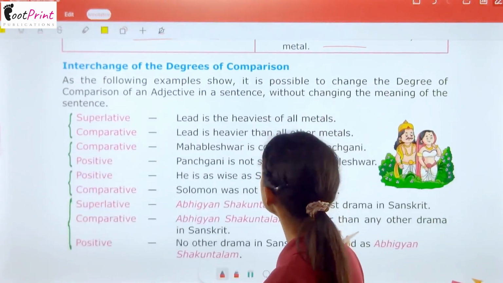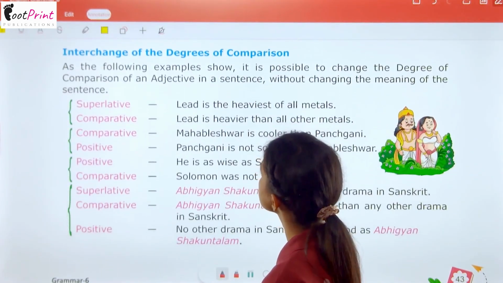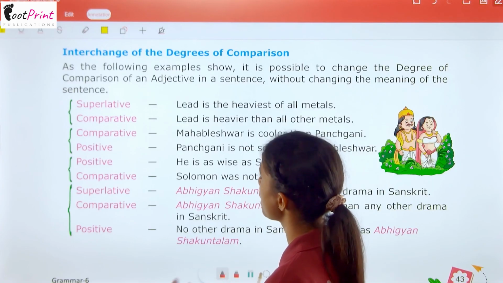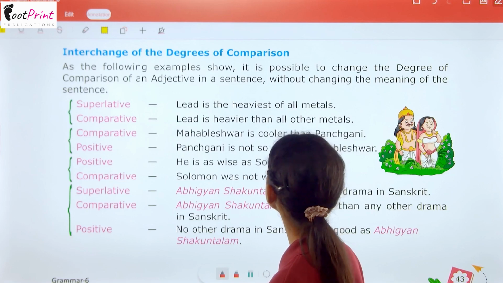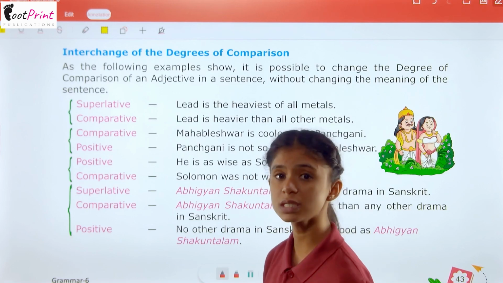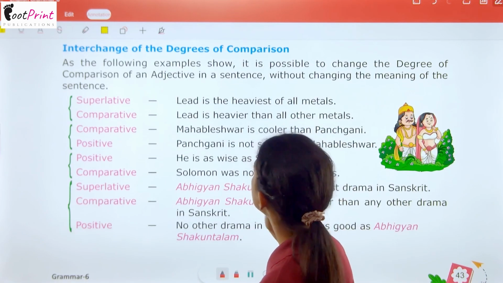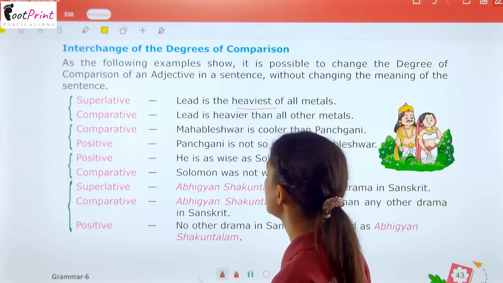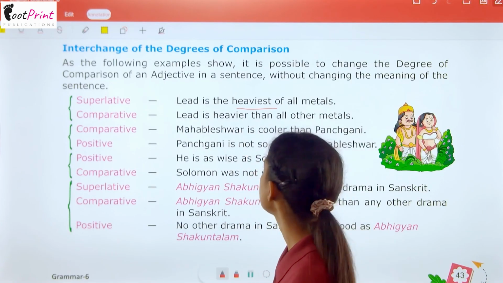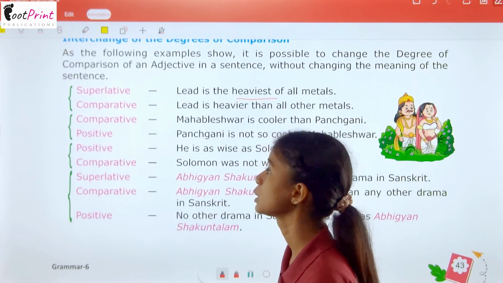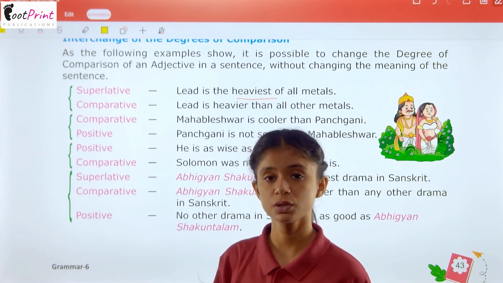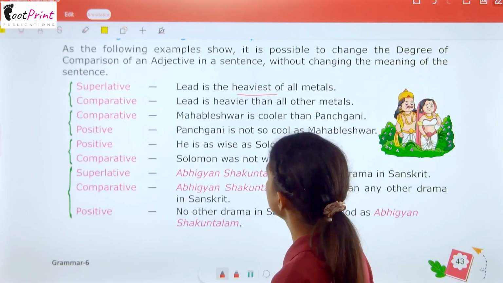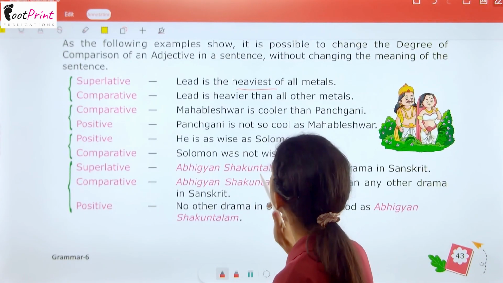Now, interchange of the degrees of comparison. As the following examples show, it is possible to change the degree of comparison of an adjective in a sentence without changing the meaning of the sentence. Let's see. Superlative and comparative. Lead is the heaviest of all metals. Lead is heavier than all other metals. So, here we have changed the degree without changing the meaning of the sentence. Just like this, we have done more sentences.